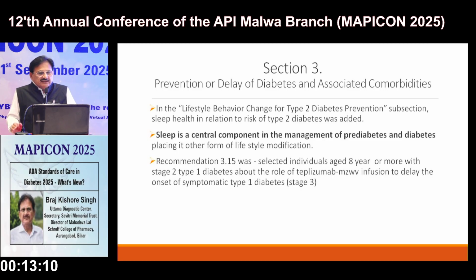Similarly, there is a recommendation that for patients aged 8 years or more with stage 2 type 1 diabetes, teplizumab infusion can be used to delay the onset of symptomatic type 1 diabetes mellitus. So screening for type 1 diabetes mellitus at the pre-symptomatic stage should be done.